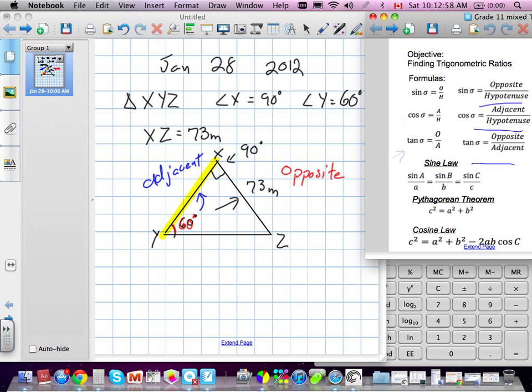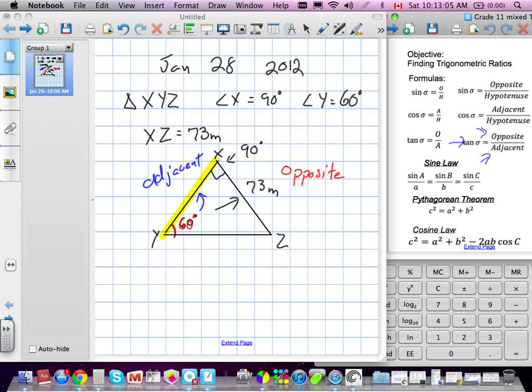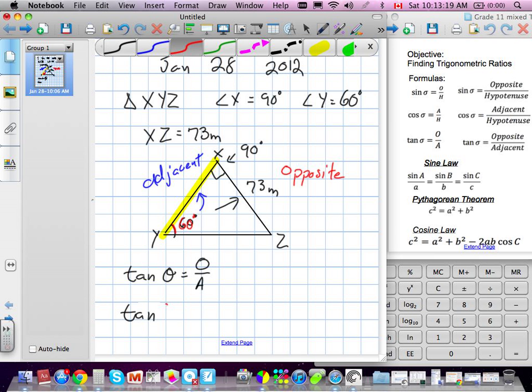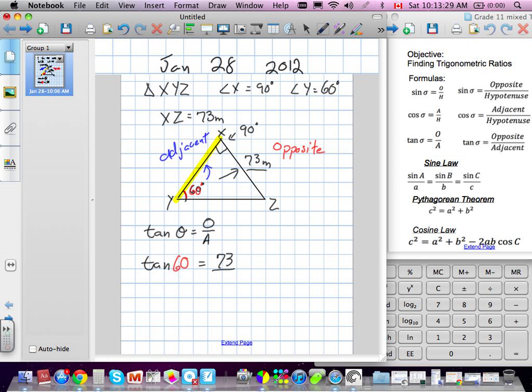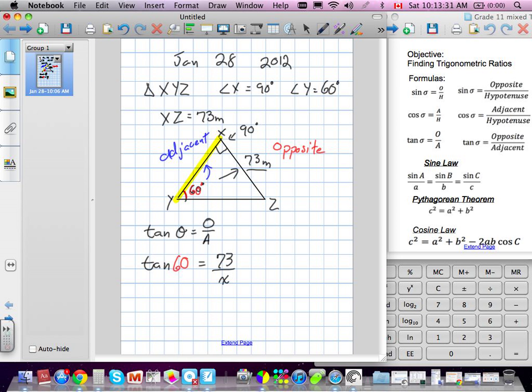So what it says is tan theta equals, and we'll just put O over A for opposite over adjacent. Now theta refers to the angle, so tangent, our angle was 60, right? Tangent 60 is equal to our opposite side, 73. And our adjacent side is what we're trying to find, so we're going to call that our x. Okay, we'll call that x in this equation. So now that we have that, we need to isolate for x.